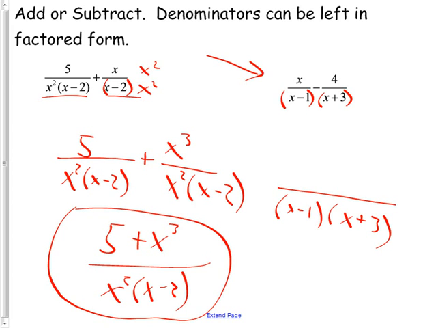And now, how do I get that to be a common denominator? This side needs something, and that side needs something. This side needs an x plus 3. And whatever you do on the bottom, you have to do to the top. And this side needs an x minus 1. And whatever you do to the bottom, you got to do to the top. Go ahead and finish that up and see if you can get the final answer for that one.